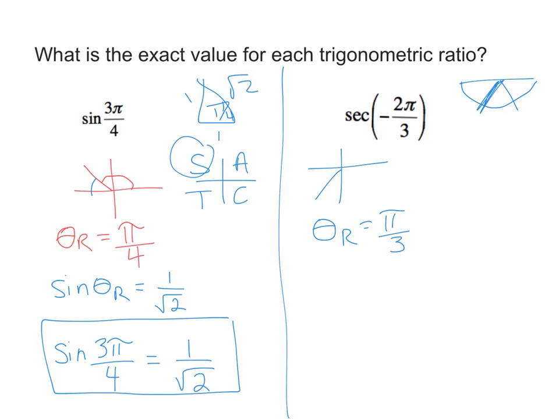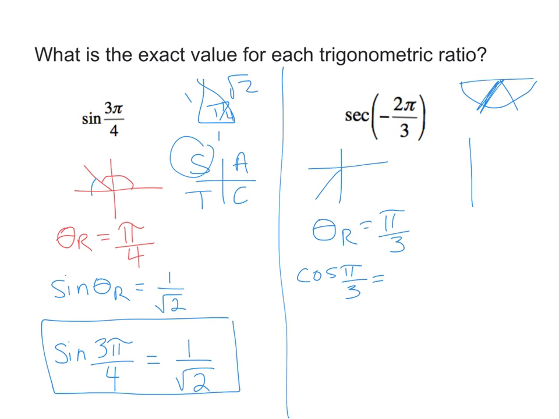This one is secant. So there's 2 different ways you could approach it. Secant is the reciprocal of cosine. So what I would do with this one is find the cosine of the reference angle and then take the reciprocal. But you could also just find the secant directly, as hypotenuse over adjacent, if you want to do it that way. It doesn't really matter which way you do. But I'm going to do the cosine of pi over 3 first.